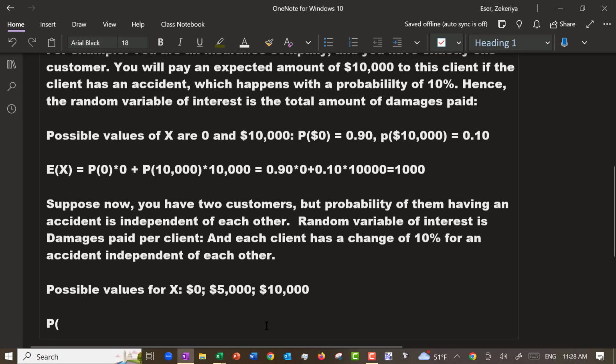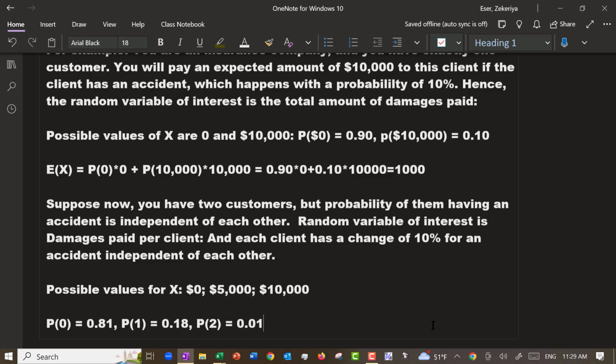Probability of 0 is 81% since they're independent. Probability of 1 is 19%. Actually, no, 18%. The chances that both will have an accident is 0.1 times 0.1.